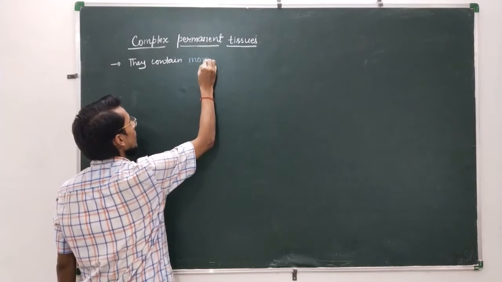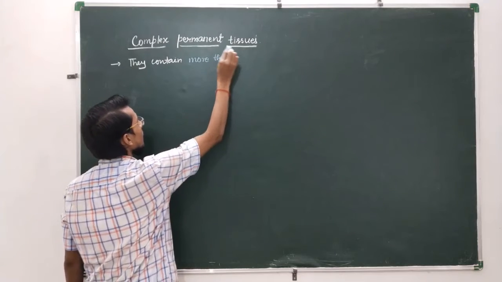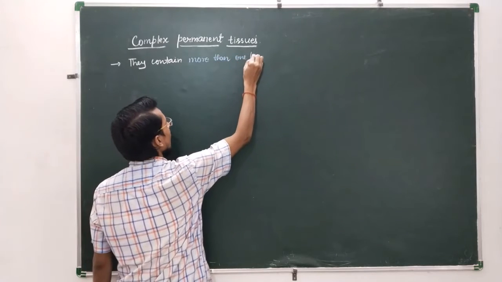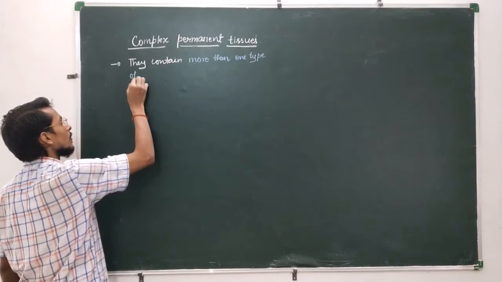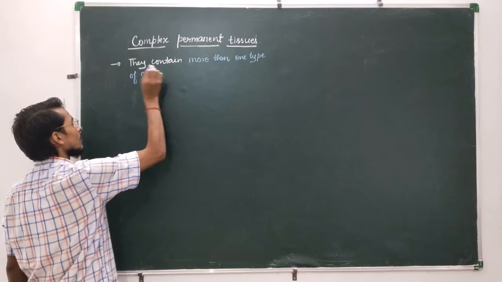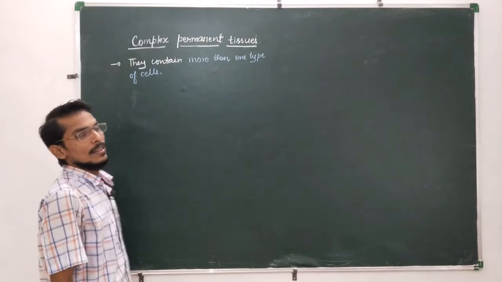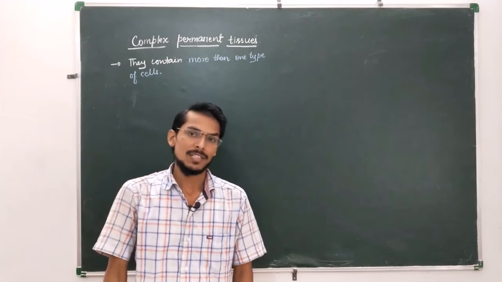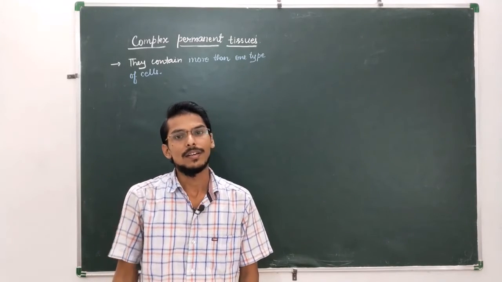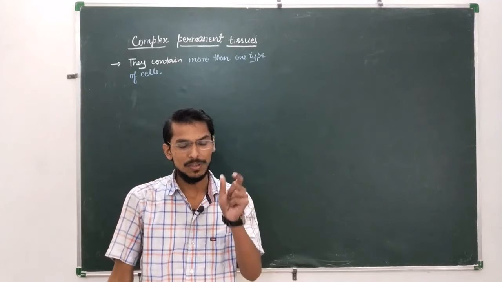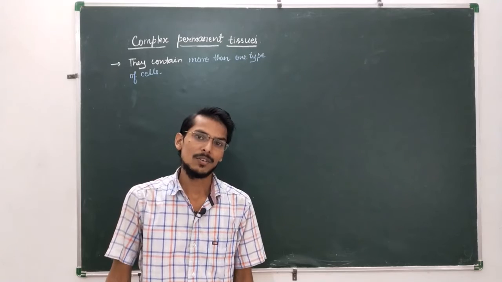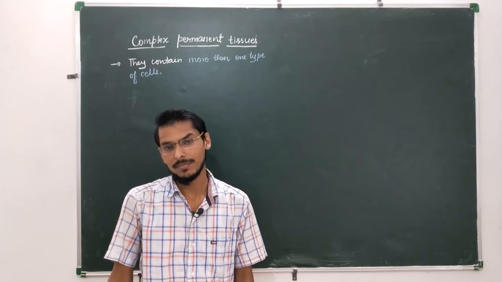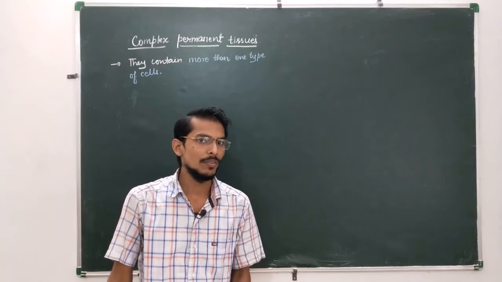more than one type of cells. Okay, in case of meristematic tissues, we have seen that there is only one type of cell. Okay, and in case of simple tissues, we have the same thing, they have only one type of cell.